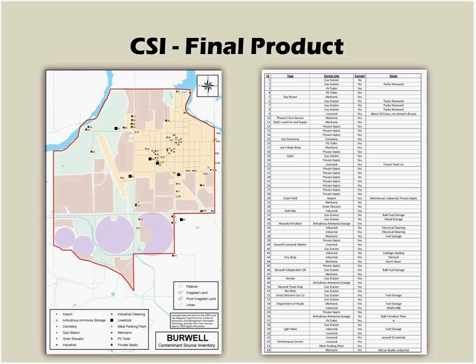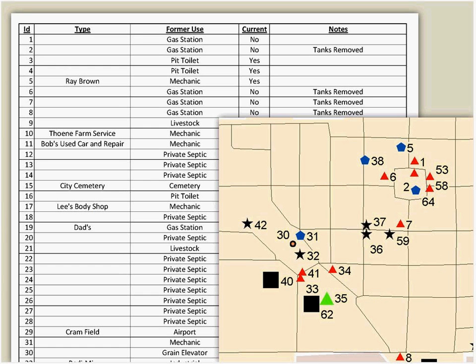Here's an example of a contaminant source inventory recently completed in Burwell, Nebraska. As you can see, it's simply a map with numbered dots on it associated with potential contaminant sources. And then the spreadsheet displays some more information and notes on each potential contaminant. Here's a blow-up of the map and spreadsheet. And as you can see, we've included things like gas stations and pit toilets, mechanic shops, livestock confinements, and a variety of several other potential contaminant sources listed there.